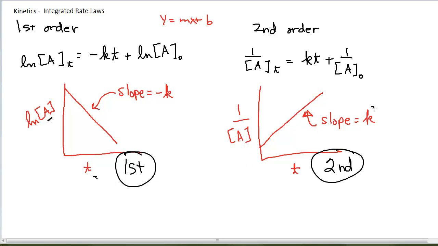Once you decide that, then this is a way to quickly determine the value for the rate constant by getting the slope of the line. You might not want to do this by hand, but if you've got a graphing calculator, this might be something that you could do quickly, or you could use an Excel spreadsheet to quickly plot this and find the slope of the line.